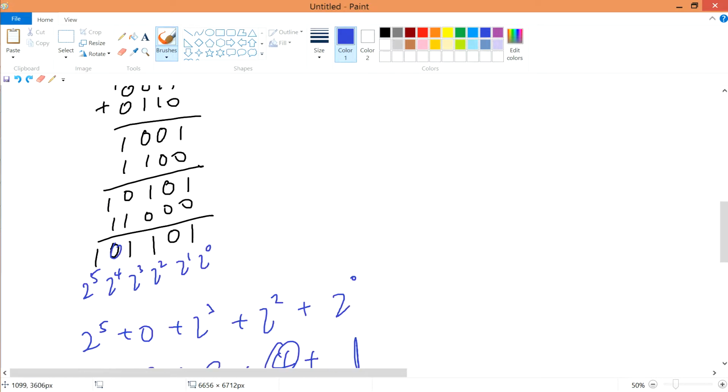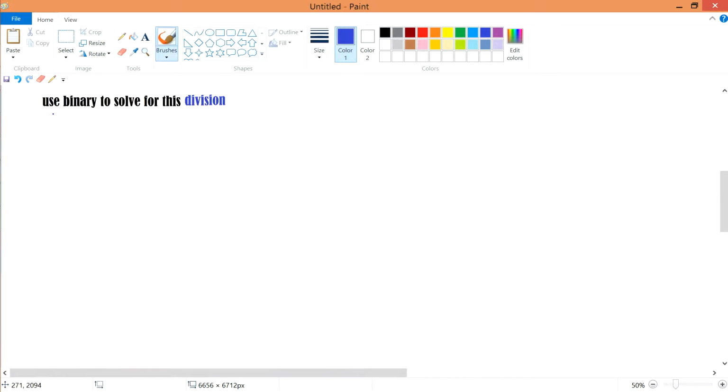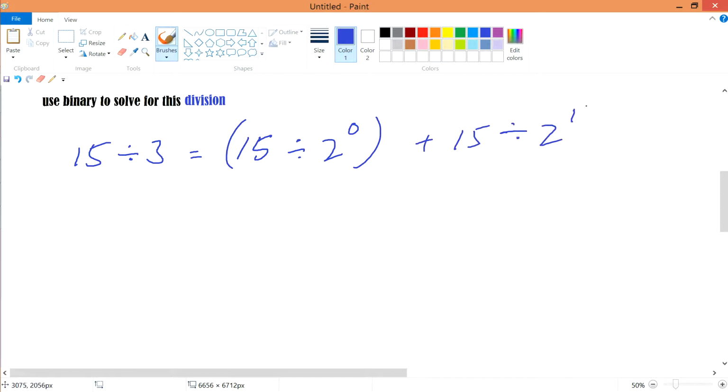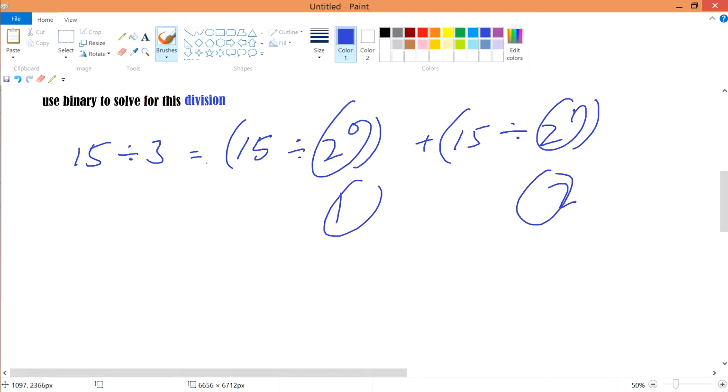Okay, so I hope that this is pretty clear for you. Use binary to solve for this division, 15 divided by 3. So what can we do? This is very unfamiliar, that's why I want to do this exercise. So 15 divided by 3, I can actually split it out. What I can have is 15 divided by 2 to the power of 0 plus 15 divided by 2 to the power of 1. 2 to the power of 0 is actually 1, 2 to the power of 1 is actually 2, so 1 plus 2 is actually 3. So I keep the 15 constant now, or I evaluate the 3 as a binary.